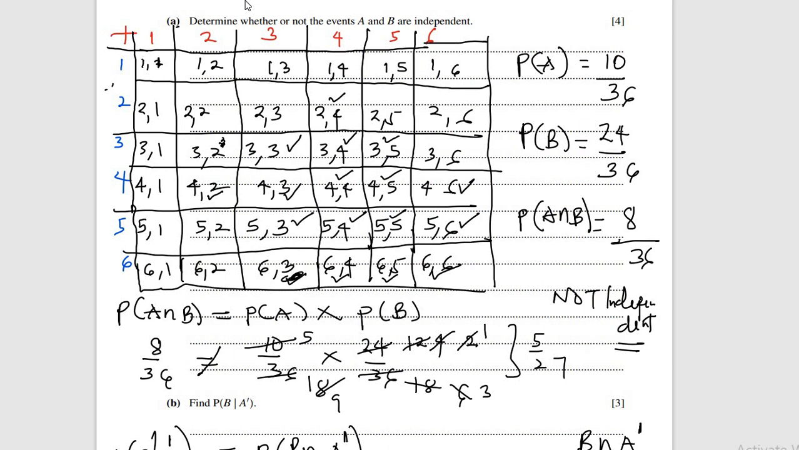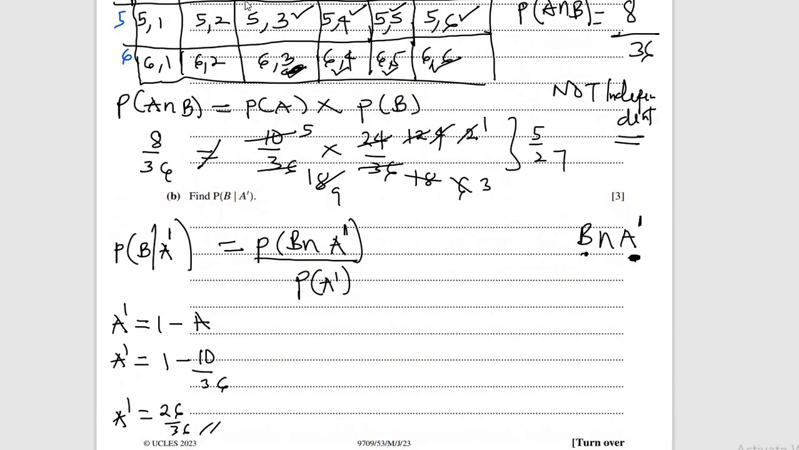If you check out the ones I marked, the sum is 6 or greater than 6, and the difference is 2, 1, or 0. Let's count it. 1, 2, 3, 4, 5, 6, 7, 8, 9, 10, 11, 12, 13, 14, 15, 16. That intersection between B and A complement gives us 16 over 36.